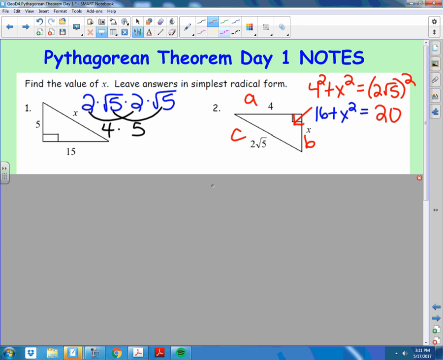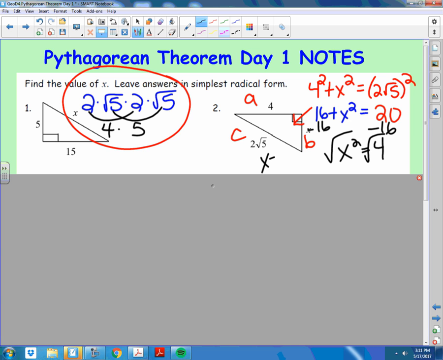Now, you won't be able to do that in your head right away. Eventually you will. But for right now, I would do this, where you write 2 root 5, 2 root 5, and you connect the numbers, you connect the roots, and then you multiply what you have left. And it'll be a quick, easy way to get where you're going. Now, we have a pretty straightforward Pythagorean theorem problem. We subtract 16 from both sides, which gives us x squared equals 4, which means x equals 2, because we square root both sides. So x equals 2.